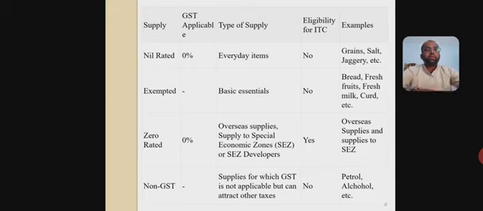Now some of the common concepts here. Nil rated: GST applicable 0%, type of supply everyday items, ITC no, examples grain, salt, jaggery. Then exempted supplies: GST applicable, there is no GST. Type of supply basic essentials, just like nil rated.